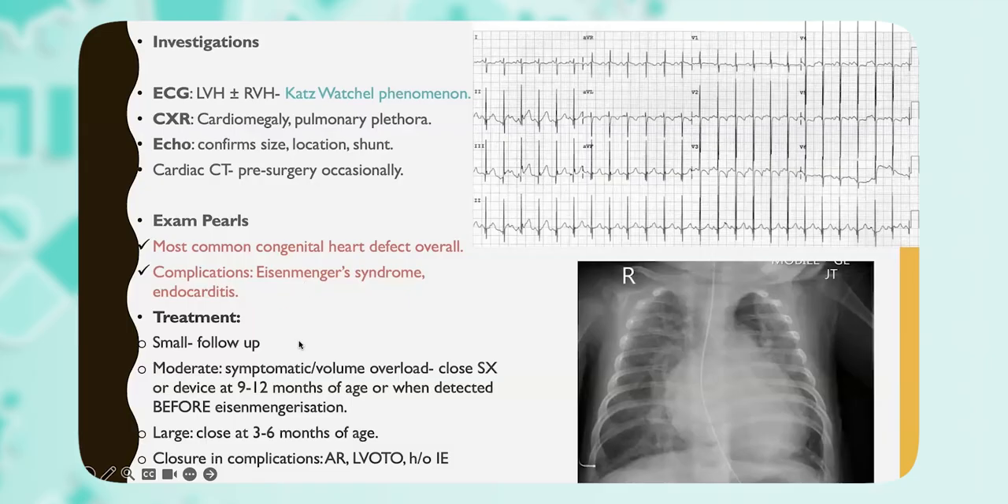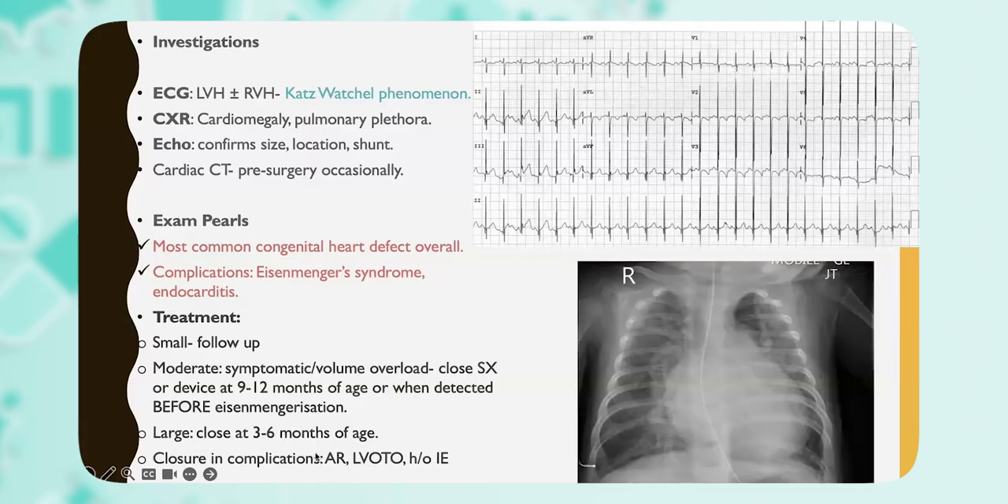Treatment: small VSDs, we can follow up for many years if it is not hemodynamically significant. Moderate, if symptomatic or volume overload, then we should close surgically or by device at 9 to 12 months of age. If it is asymptomatic, then we usually close between 3 to 5 years of age when the child is a little bigger. Large ones are always hemodynamically significant and should be closed between 3 to 6 months of age.